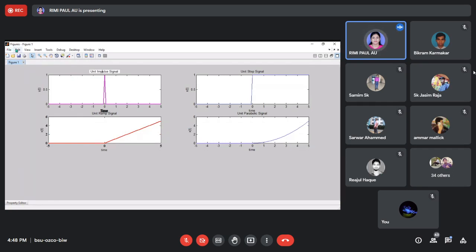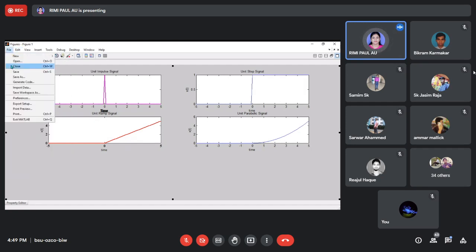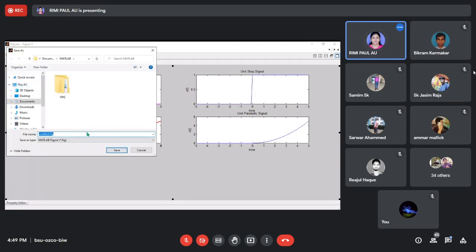Next, what you have to do, you can either take edit copy figure and paste in a .bmp file, that means you can go to the Paint toolbox and paste there, and you can increase the quality of the image using Adobe Photoshop. Otherwise you can save this figure using the save as option, then dot figure file.